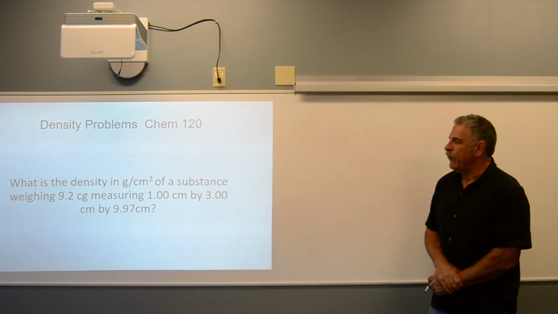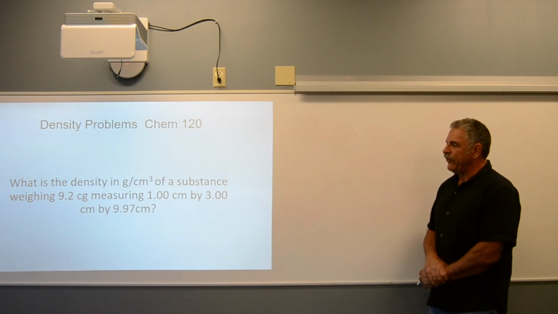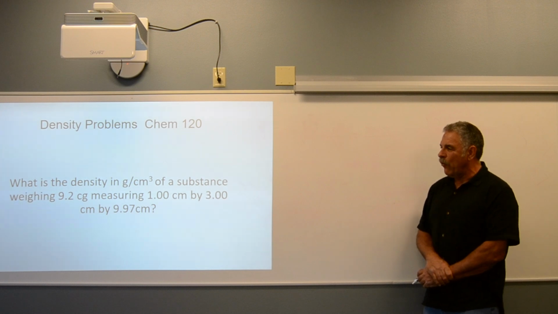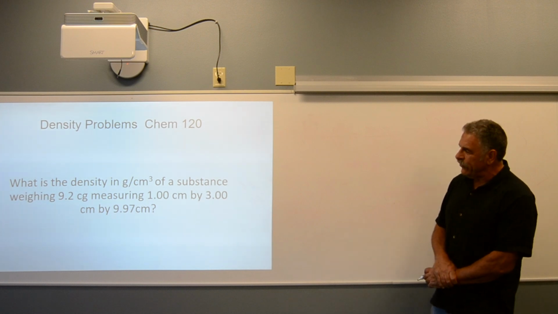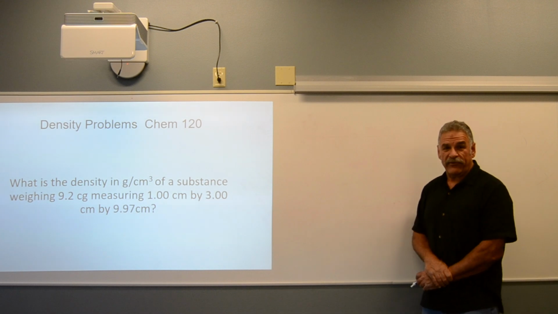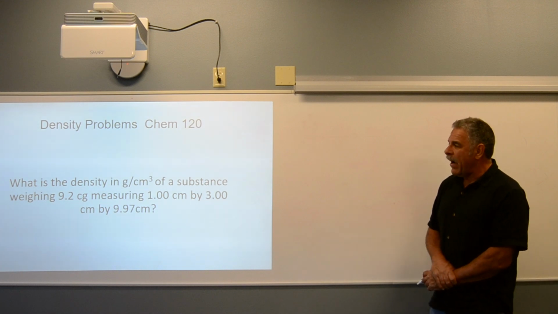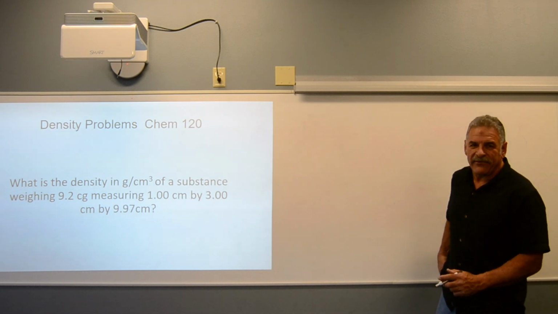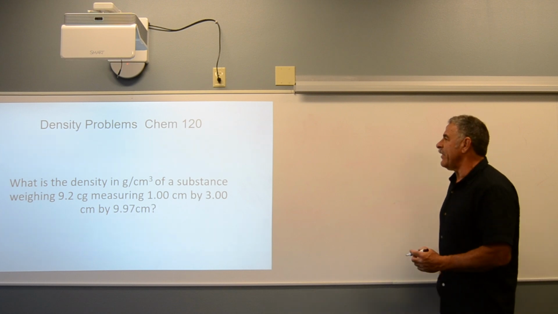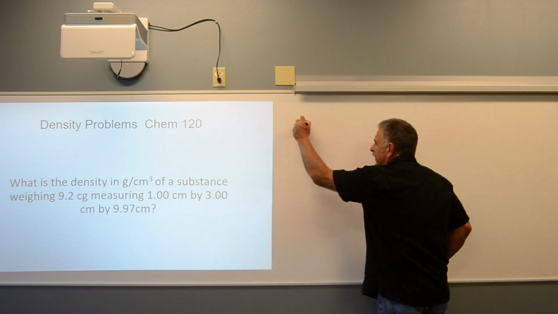What is the density in grams per centimeters cubed of a substance weighing 9.2 centigrams, measuring 1.00 centimeters by 3.00 centimeters by 9.97 centimeters?